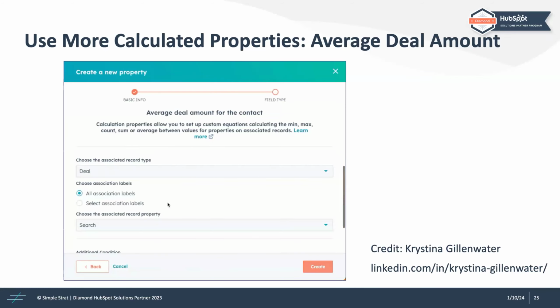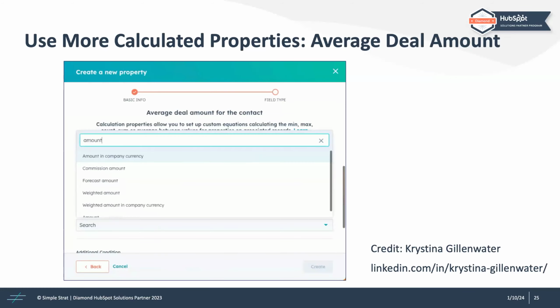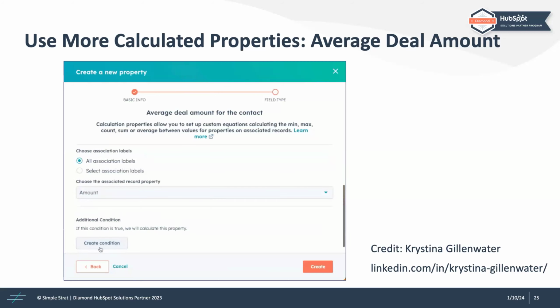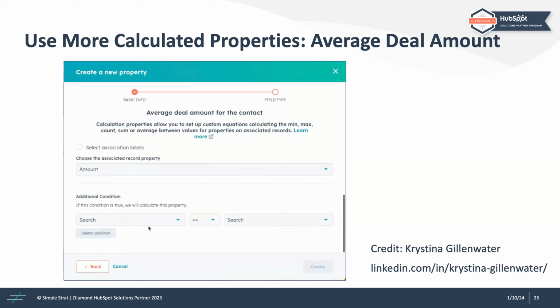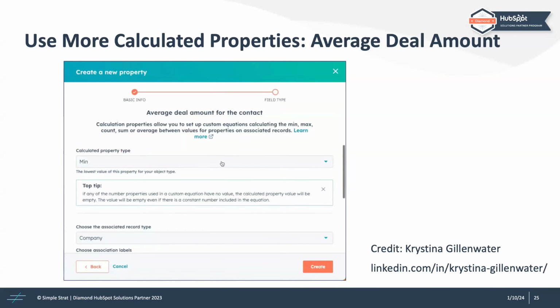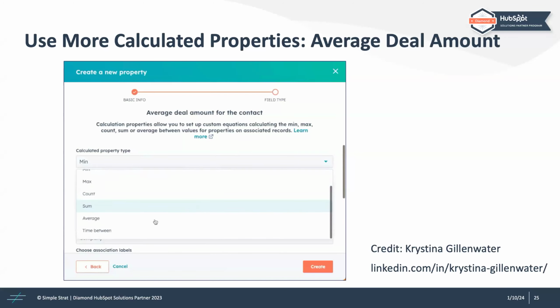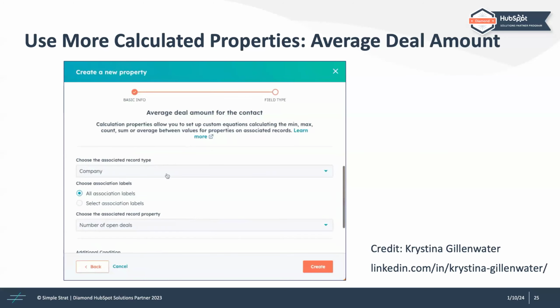You can choose an associated object of deals, and then it asks for the amount. And what it'll do is just very easily for you, lots of things are happening in the background. It's looking at all of the deals associated to that contact, or you can do this with a company as well, looking at that amount property and then putting in this new calculated property the average of those. So again, lots of capabilities here.